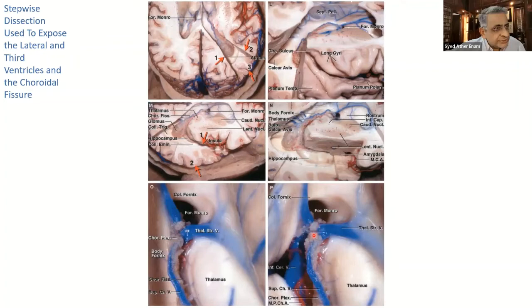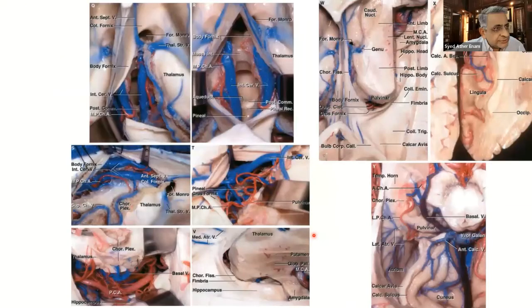So this is pretty much the same picture over here. You see how the genu is so close. This nice picture shows the internal capsule. This is the septum pellucidum, you can see over here. This is the atrium over here, so this is the left atrium.